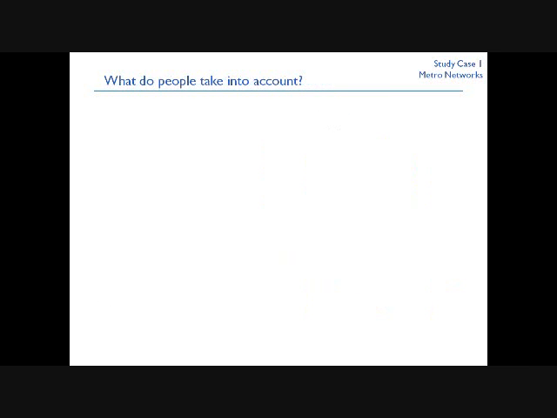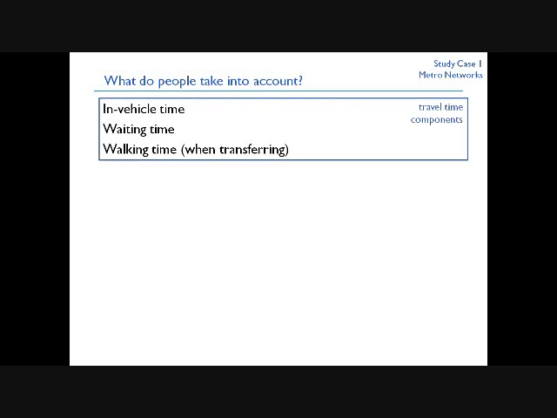So what we found that people take into account, first of all, is the in-vehicle time. It's by far the most important variable. People want to get to the destination as fast as possible. But not only the in-vehicle time, but the waiting time, especially if you have to transfer and wait many times. The walking time, and this walking time is related to the transferring time from platform to platform along the way. And these three are the different travel time components that people may perceive differently.